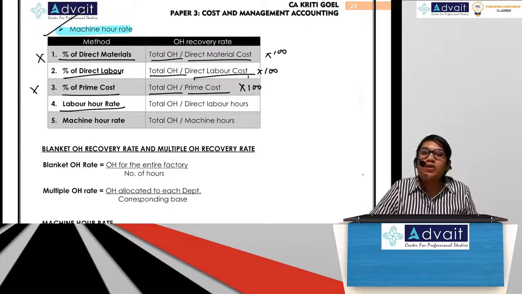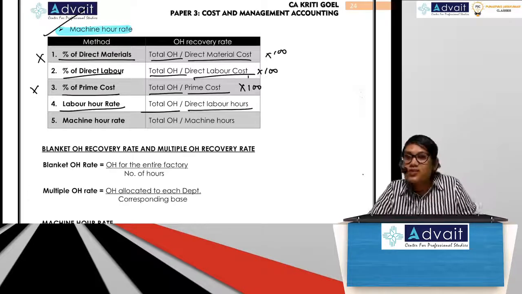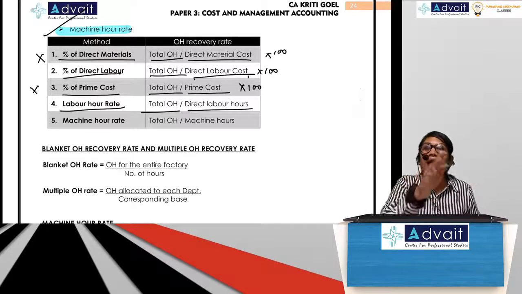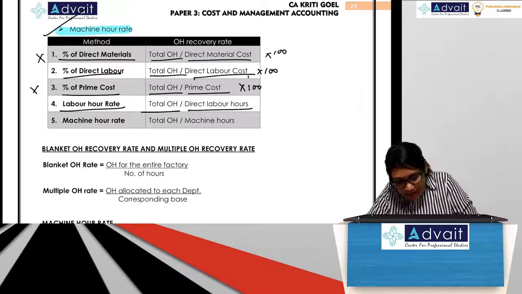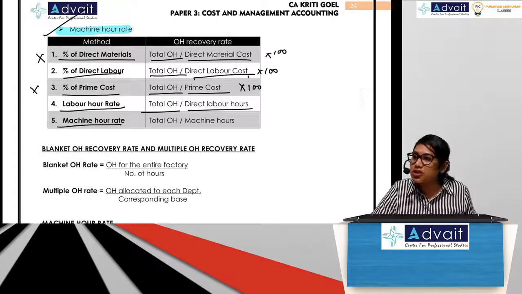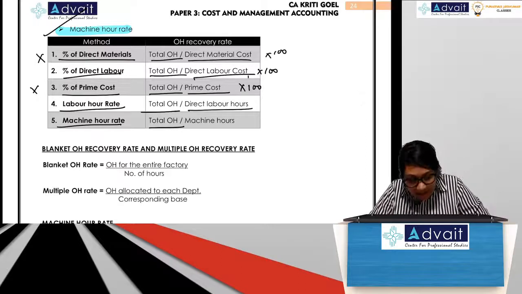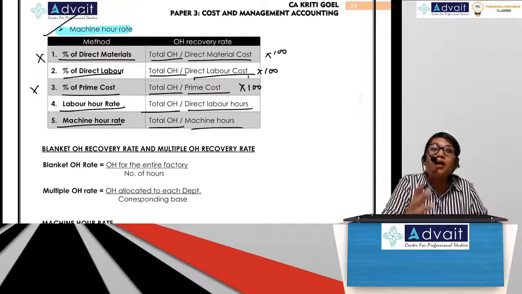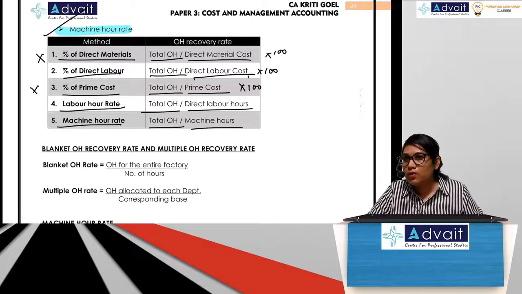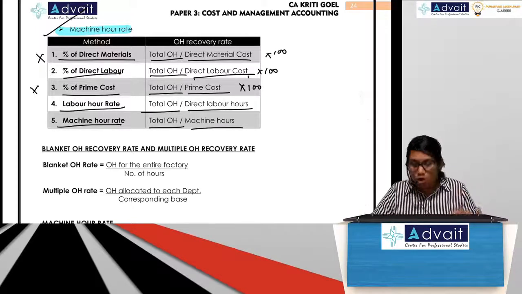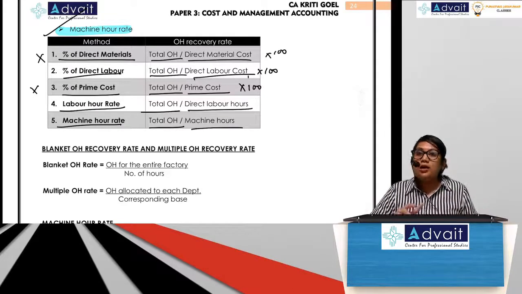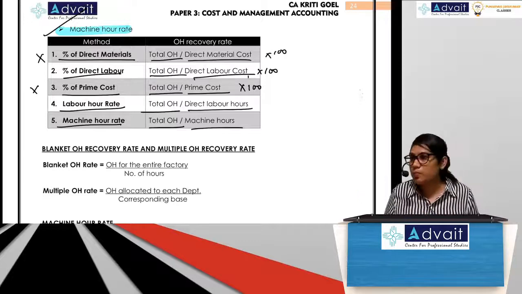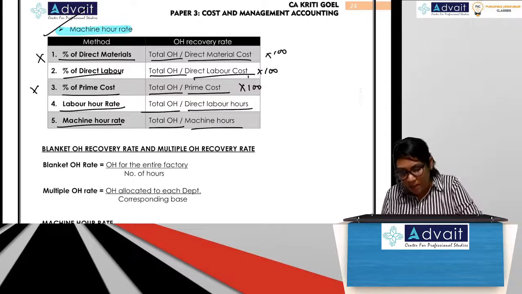Labor hour rate, how do we calculate labor hour rate? Total overheads divided by direct labor hours. So you will get overhead rate per direct labor hour. Correct? And similarly, machine hour rate. How do you calculate machine hour rate? Total overhead divided by machine hours. So what do you get? Overhead rate per machine hour. Okay? So this is how absorption happens. Now, I'm going to tell you how the reapportionment happens, one by one.